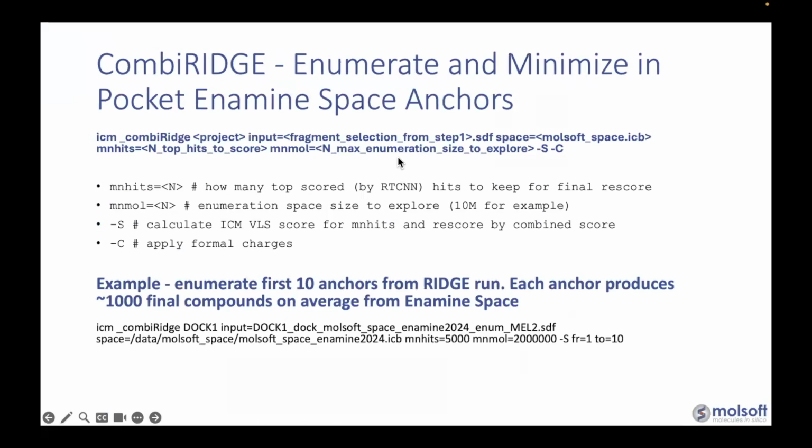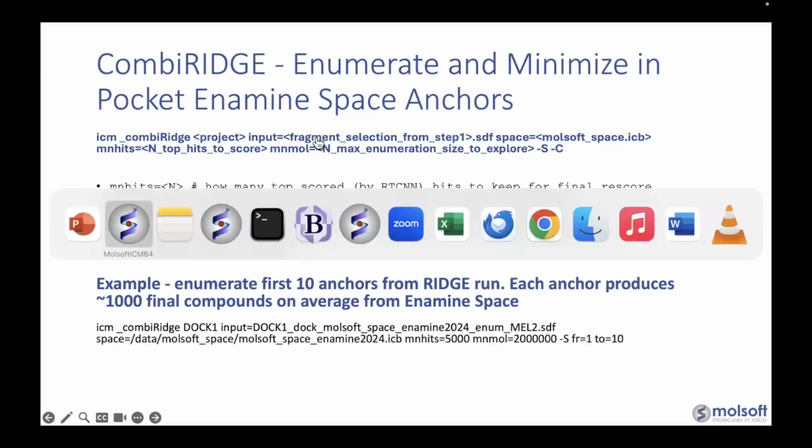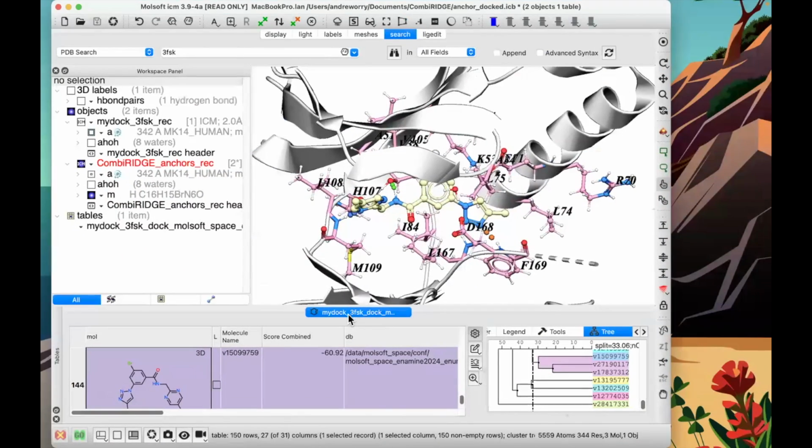The next step is to run Ginger. Well, Ginger, but inside the CombiRIDGE script. So again, practically speaking, to run it on the command line, you call ICM, you then call this script called CombiRIDGE, your project name, and then the input fragment database. So this is this SD file that I just read in.